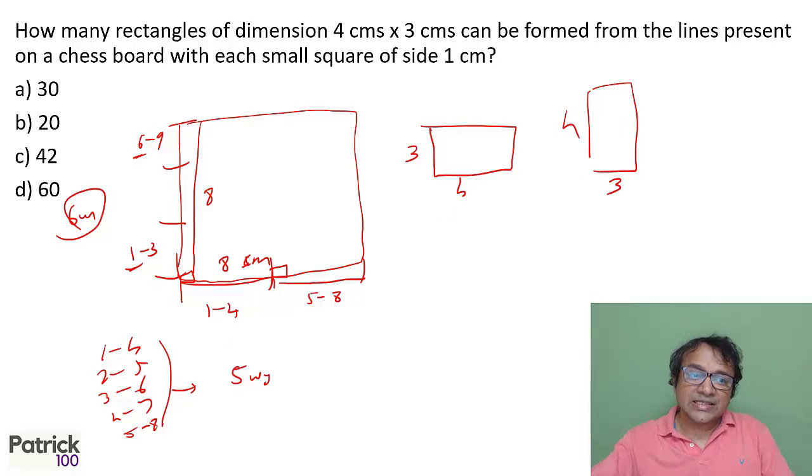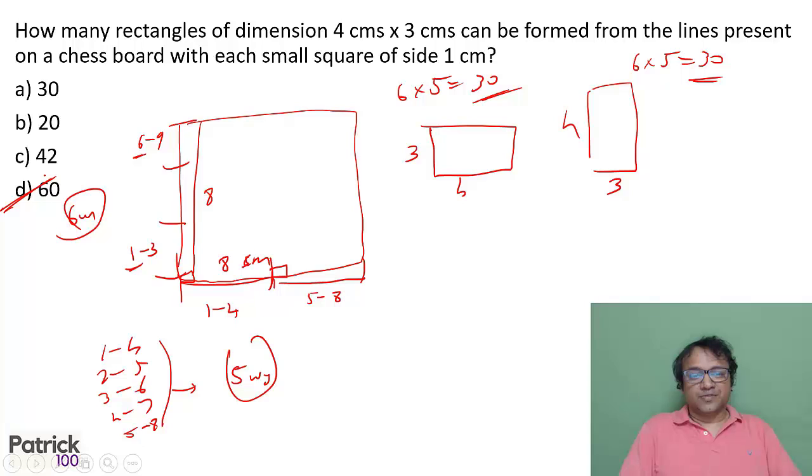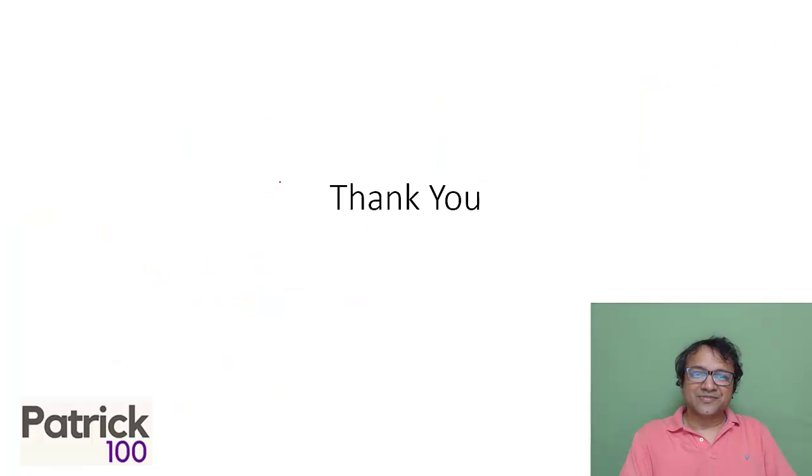So this is 6 into 5, 30 ways. So total number of ways will become 60 ways, D option. If I take length 4 and breadth 3, length on this side of the rectangle and breadth on this side, you will get 30 ways. If I reverse it, length on this side and breadth on this side, I'll get 30 more ways. So total will be 60 ways. So 60 is the answer. Thank you.